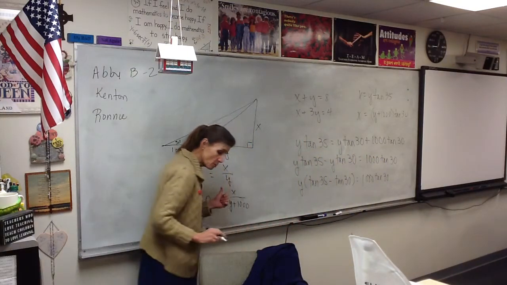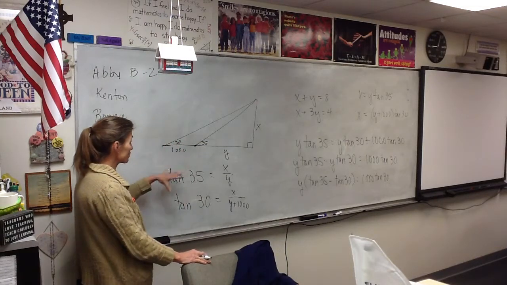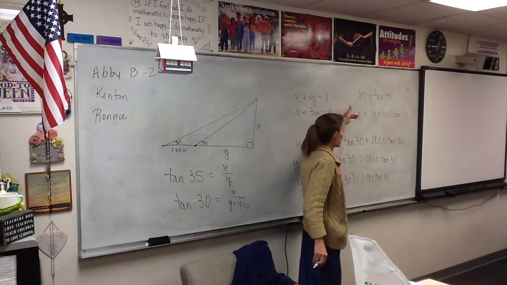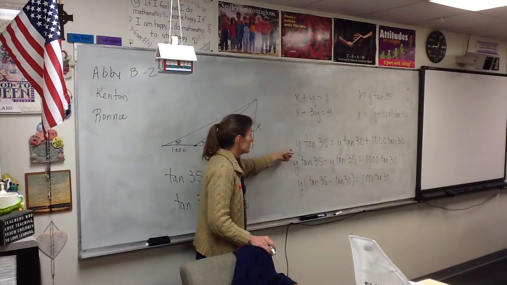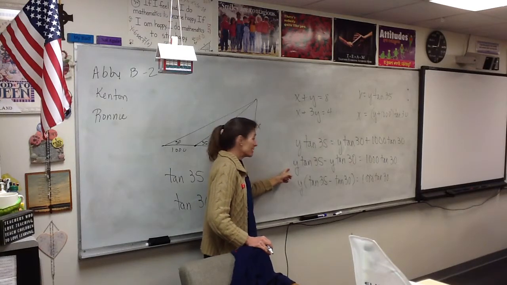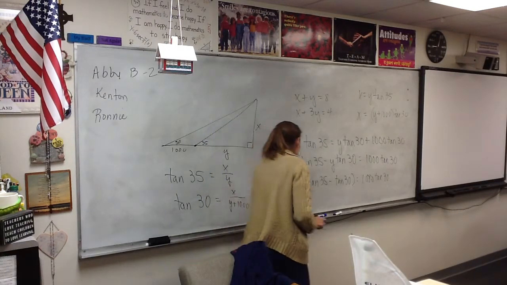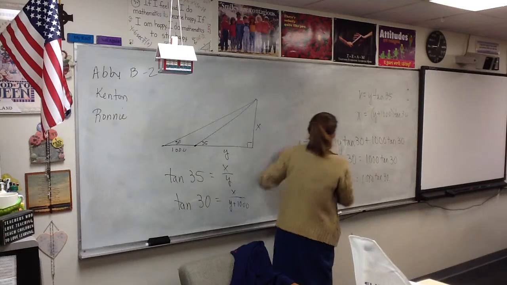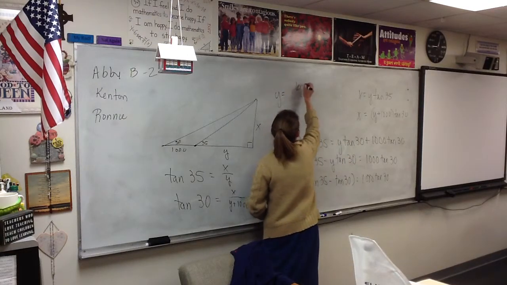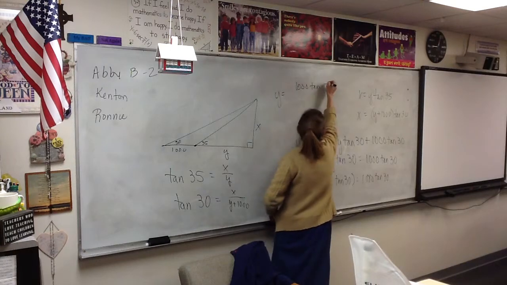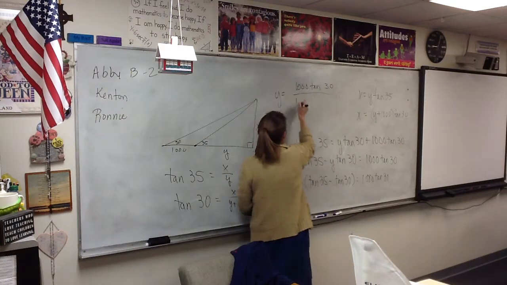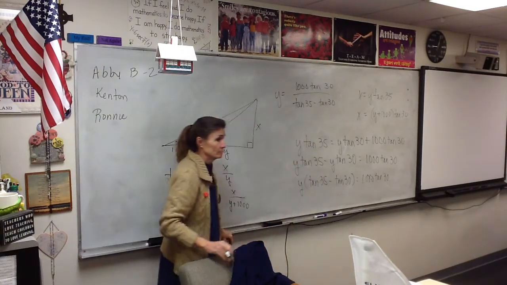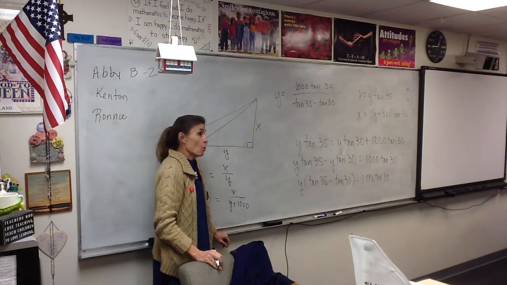So I built my two equations from my triangles, just using my tangent function. Solved both equations for x and set them equal to each other. Now I put all the y's on the same side and factor them out. So what will y end up equaling? Y will equal 1,000 tan 30 divided by tan 35 minus tan 30. Yeah, I'm getting y by itself.